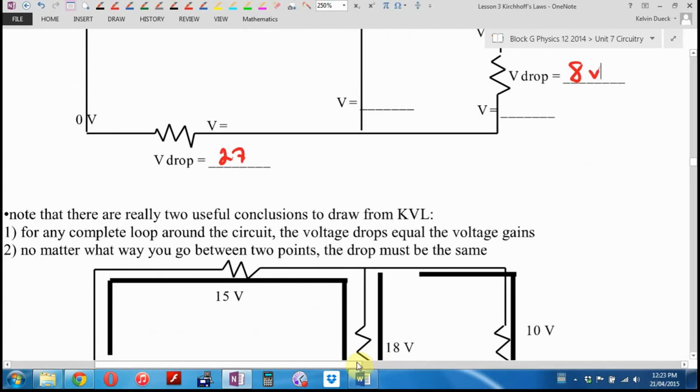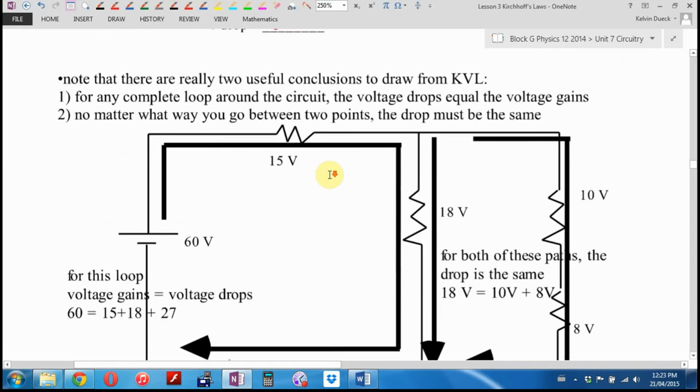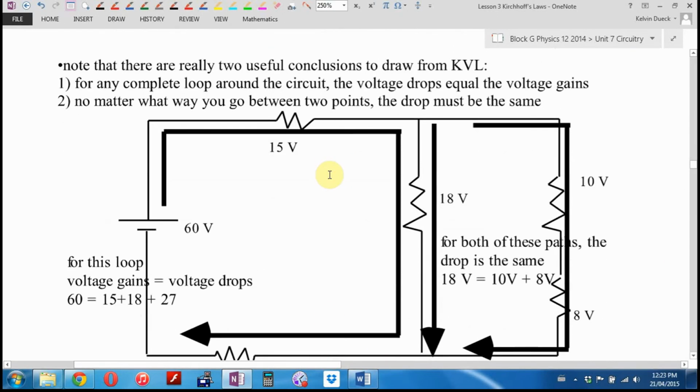So, there are two useful conclusions to draw. For any complete loop, voltage gain has to equal voltage loss. And no matter which path you take, if you split up and meet up, you must have gone through the same voltage drop overall.